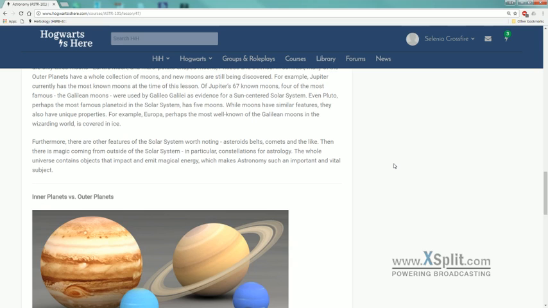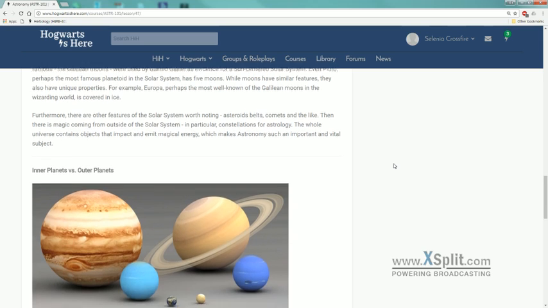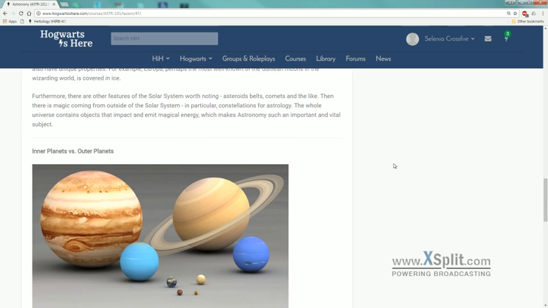While moons have similar features, they also have unique properties. For example, Europa, perhaps the most well-known of the Galilean moons in the Wizarding World, is covered in ice. Furthermore, there are other features of the solar system worth noting: asteroid belts, comets, and the like.